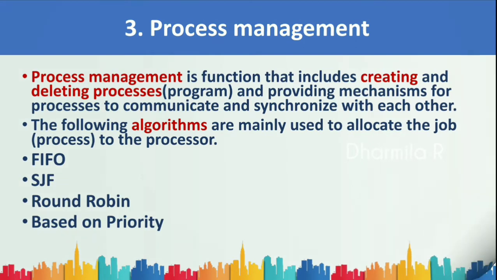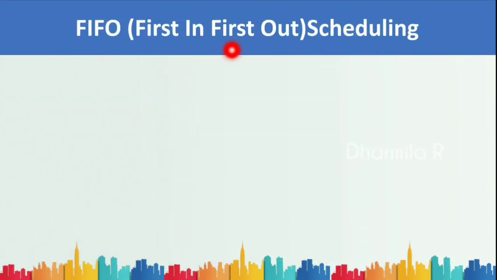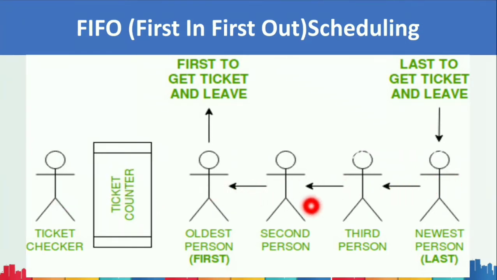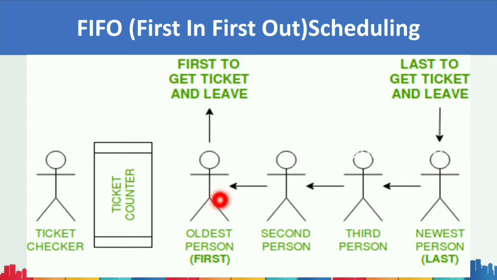So let us start with the first algorithm, that is first in first out, FIFO scheduling. Now look at this picture. People are standing in line in front of a ticket counter to receive the ticket. And this formation is actually called a queue. The person who gets into the queue first is the person who gets the ticket first and leaves the ticket counter. And then the second person will get the ticket, and the person who newly enters the queue will be placed in the last position, and he or she will be the last person to get the ticket and leave the counter. This is first in, first out.